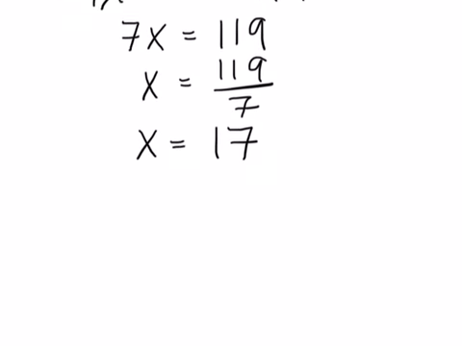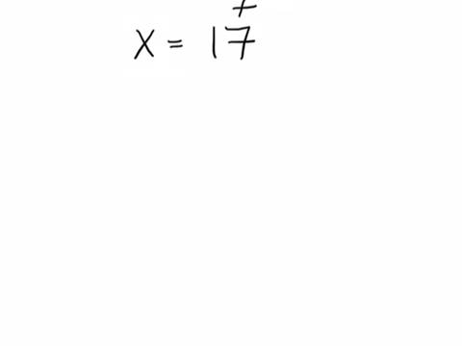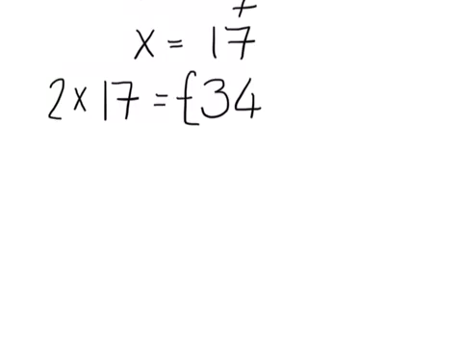So if we remember, x is the price of an adult ticket. The question asks us to find the price of 2 adult tickets. So that would be 2 times 17, which is 34. So that's in pounds, so we'll put a pound sign on, and that's the price of 2 adult tickets.